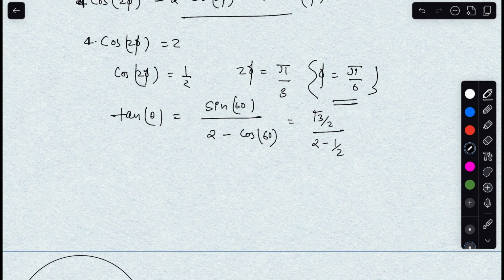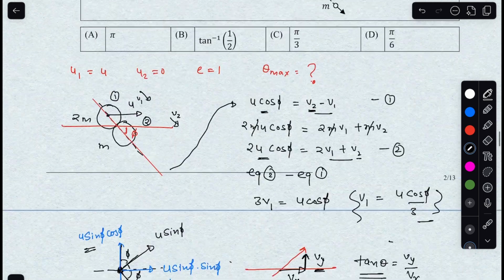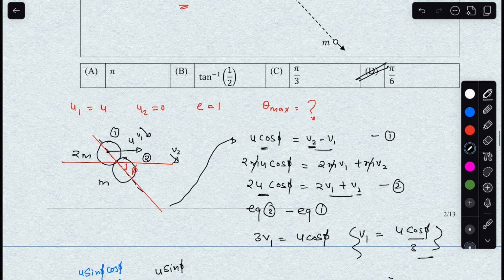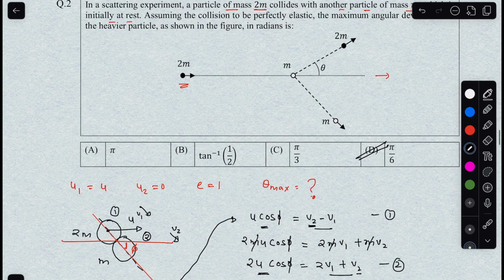So this value is root 3 by 2 divided by 3 by 2. The 2 cancels out, so basically we get 1 by root 3, and if we get 1 by root 3, then theta we can say is pi by 6. So the maximum angle of deviation is going to be pi by 6. So option D should be correct. Hopefully the calculation is correct.